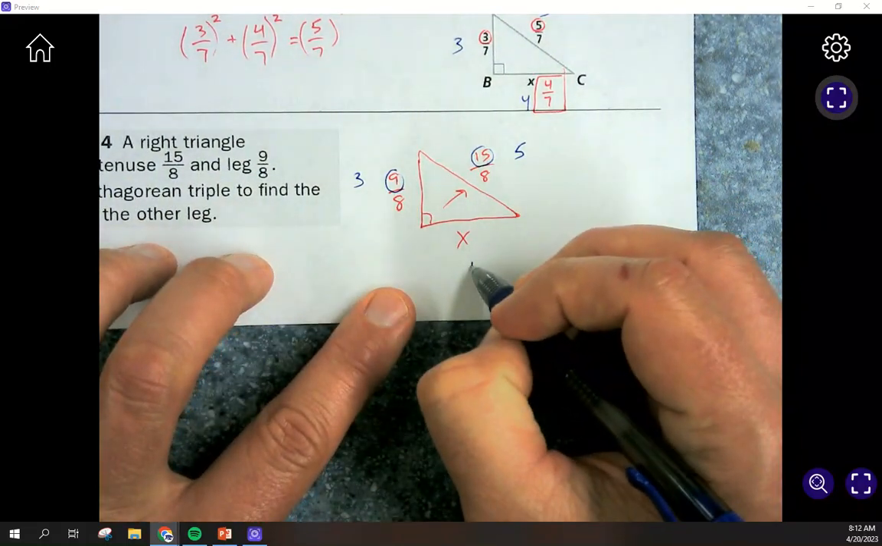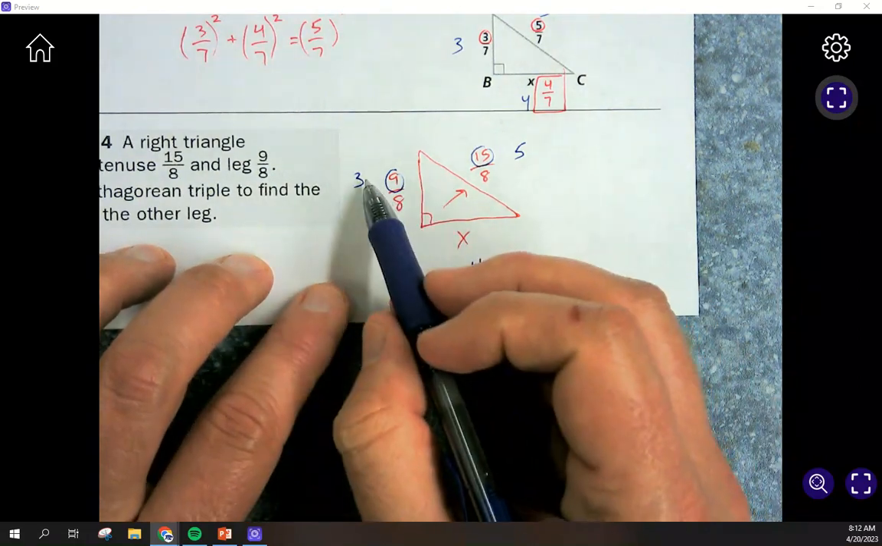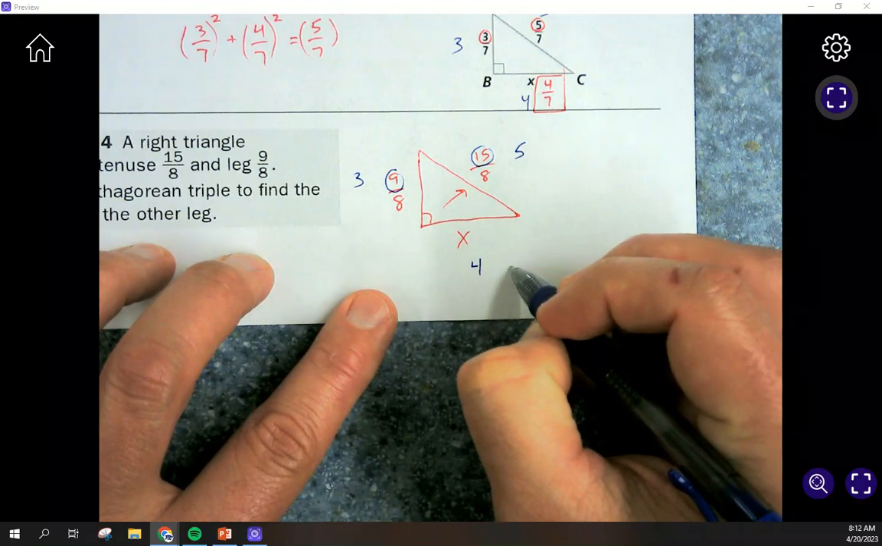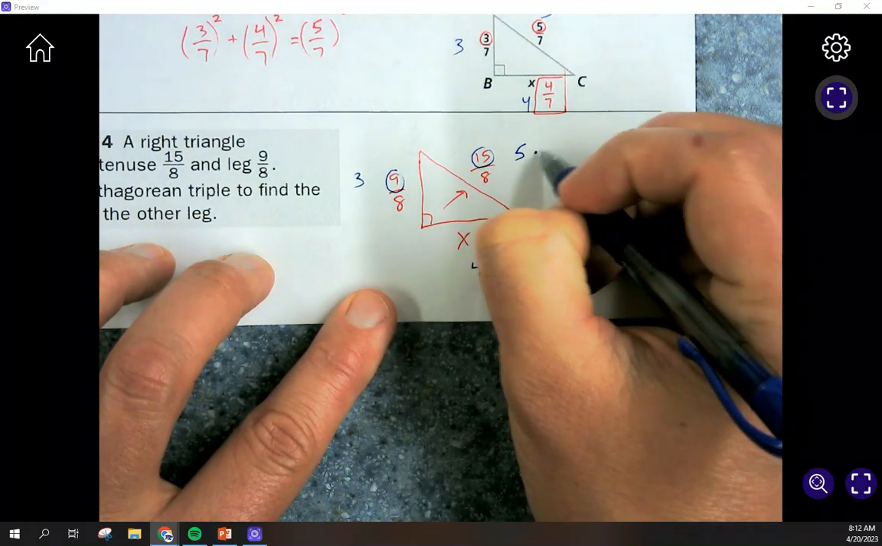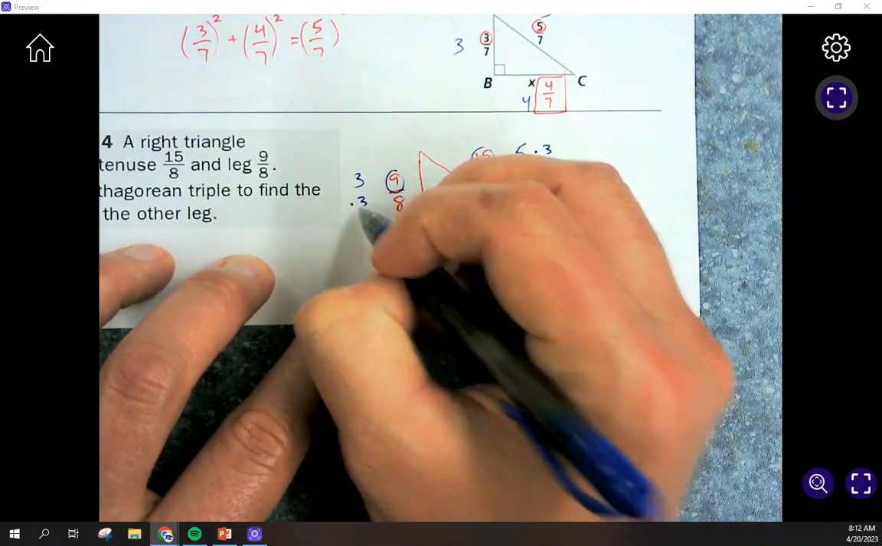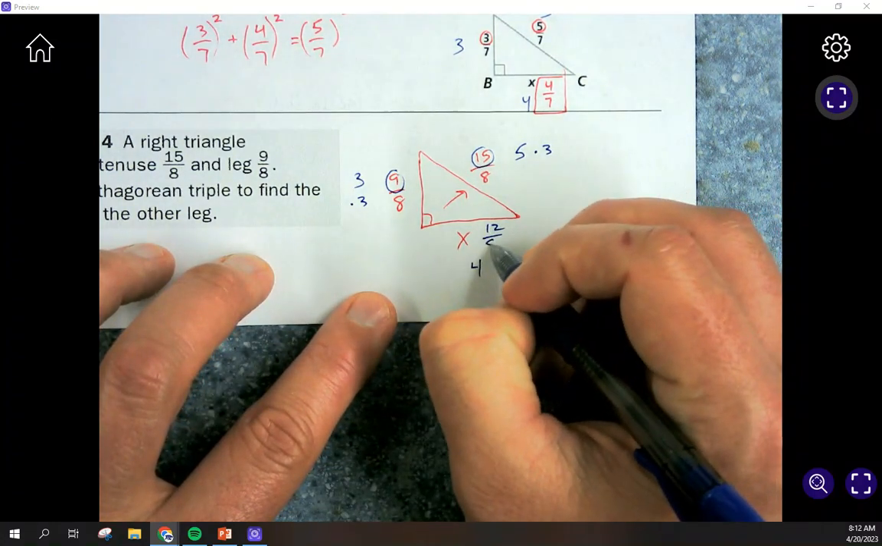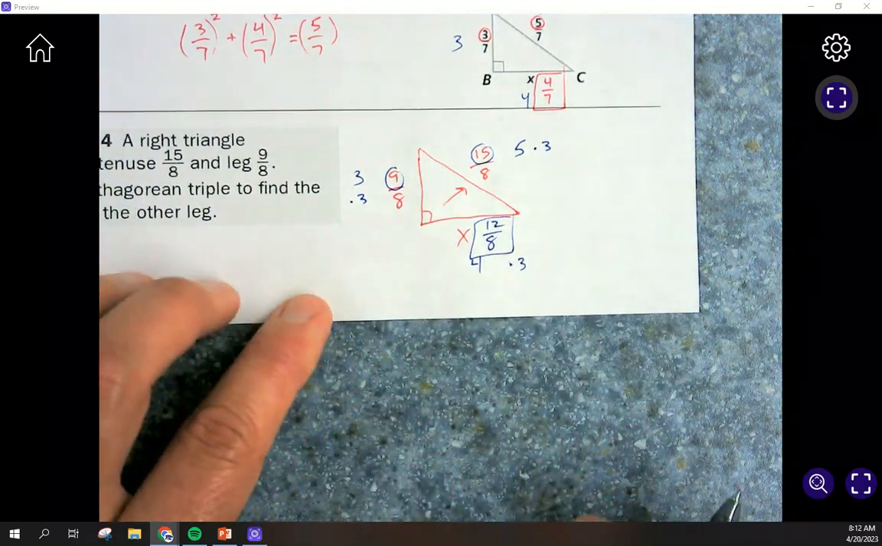Okay, so this is going to be my 4 side. And so this was 3 times 3. This was 5 times 3. This is going to be 4 times 3. Right, this was times 3 times 3. So 4 times 3. That would give me a 12/8 for my missing side.